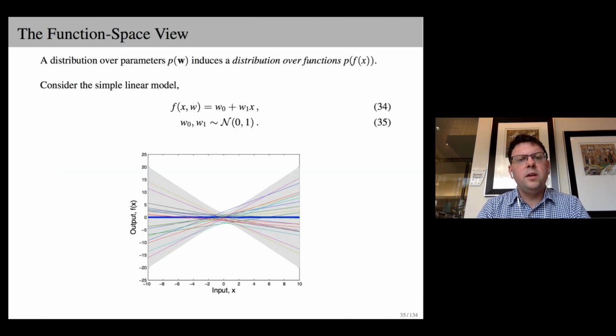Let's return to the example that we considered in part 1, where we had a distribution over functions induced by a distribution over parameters in a linear model. We'll consider f of x, w equals w0 plus w1 x, and we'll place a standard normal distribution over w0 and w1. We can sample from that distribution to get different values of w0 and w1, corresponding to different straight lines with different slopes and intercepts. The gray shade here corresponds to a 95% credible set. 95% of these functions are in that shade. And the solid blue line corresponds to our expectation of this induced distribution over functions.